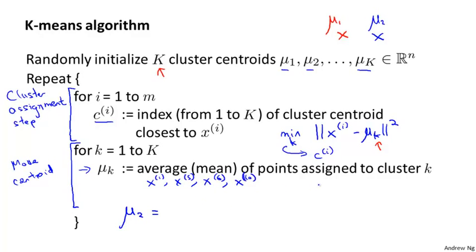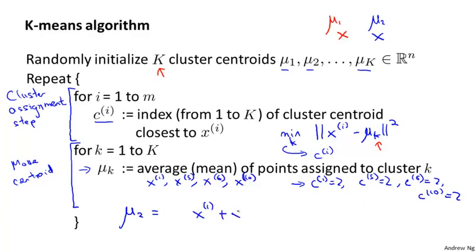And what this means is that c1 equals c5 equals c6 equals, and similarly c10 equals 2, right? If we got that from the cluster assignment step, then that means that examples 1, 5, 6, and 10 were assigned to cluster centroid 2. Then in this move centroid step, what I'm going to do is just compute the average of these four things.